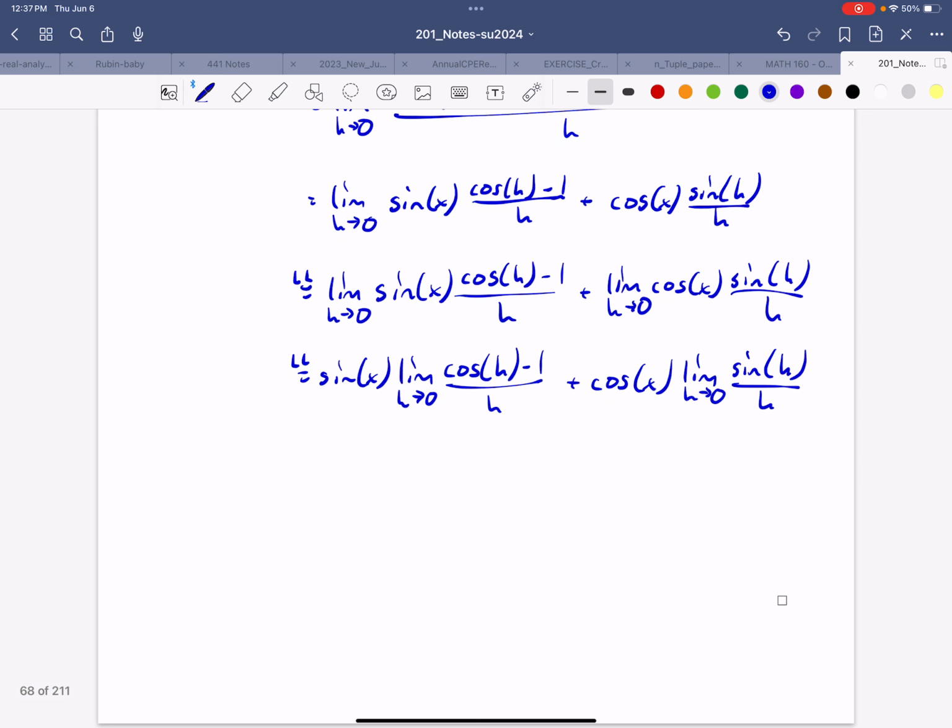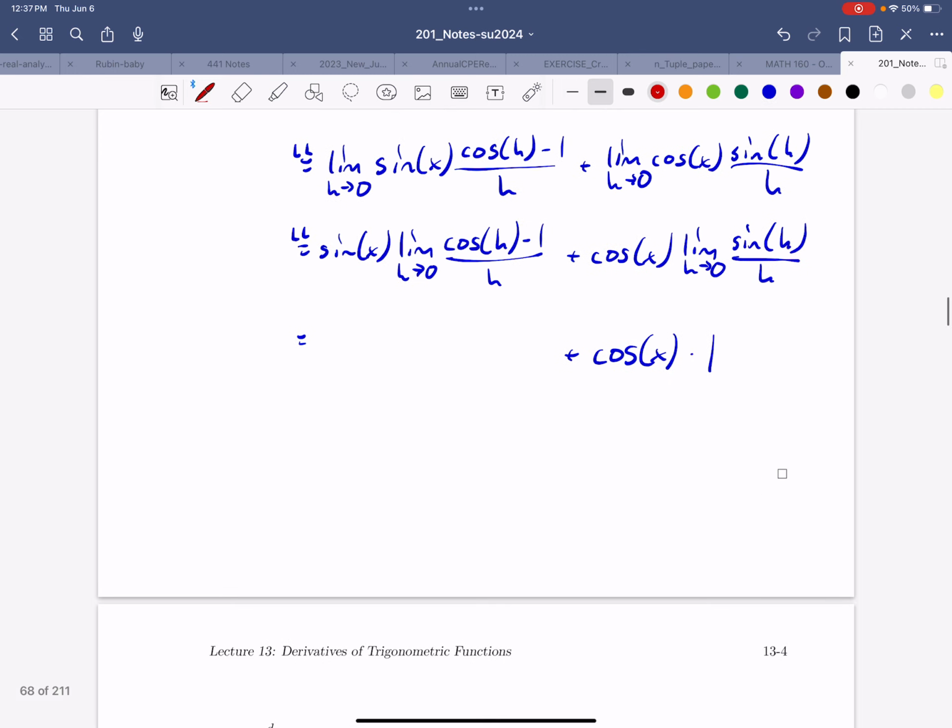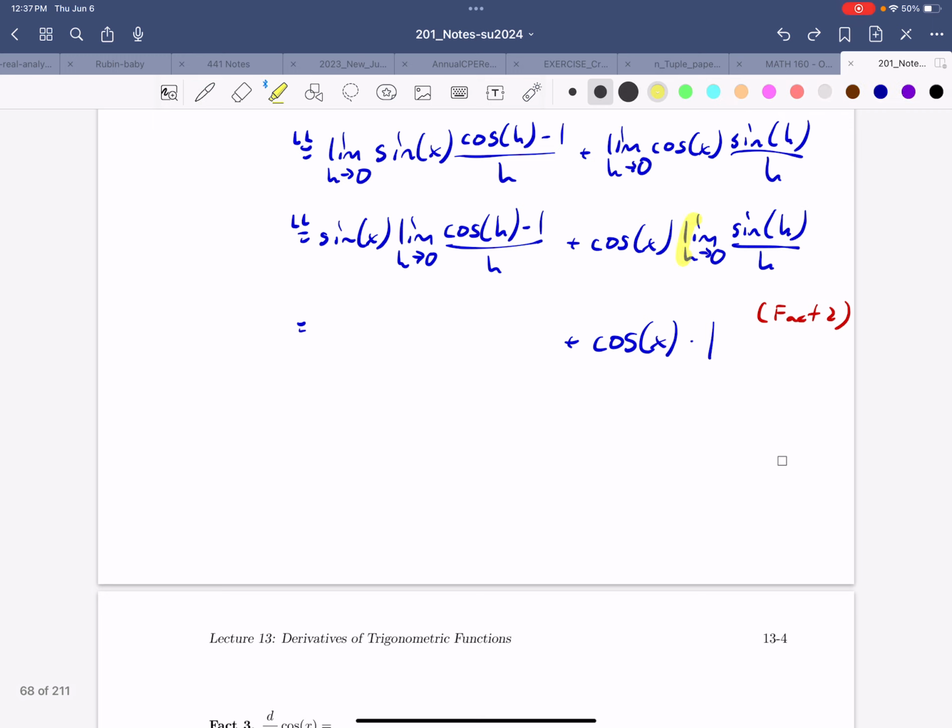So we've got this. Well, hopefully we remember at this point that whatever happens with this guy, this is going to be plus cosine of x times 1. This is by fact 2. This guy becomes 1 by fact 2. Very cool. So there's our cosine of x. So I guess we're hoping that this guy is going to wind up being 0, and it turns out it will. So let's see.